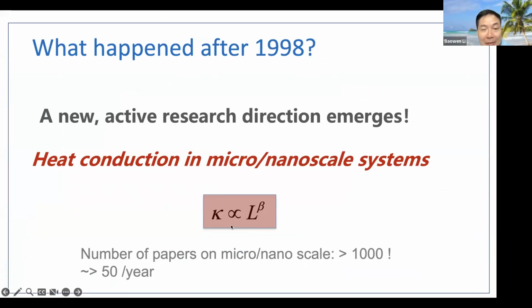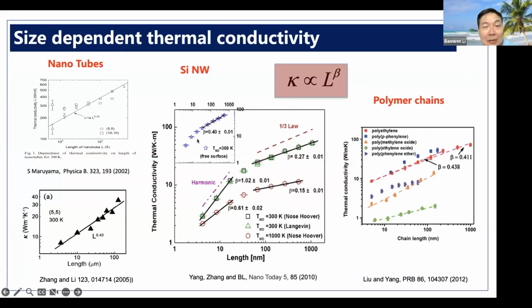If you look at the papers published every year, I must say that so far there are more than 1,000, probably even 2,000 papers, about 50 to 100 papers every year. Here are some examples from real materials. Nanotubes are power-law divergent with exponent 0.32 from Maruyama's calculation, and from my group's calculations around 0.4. Silicon nanowire at room temperature is about 0.27, at high temperature 0.15, and polymer chains are also around 0.4.